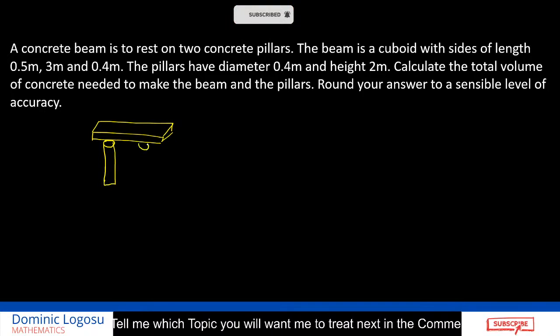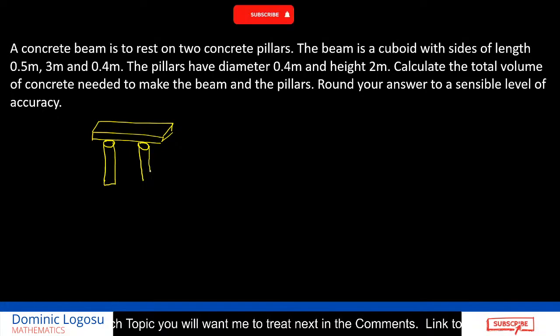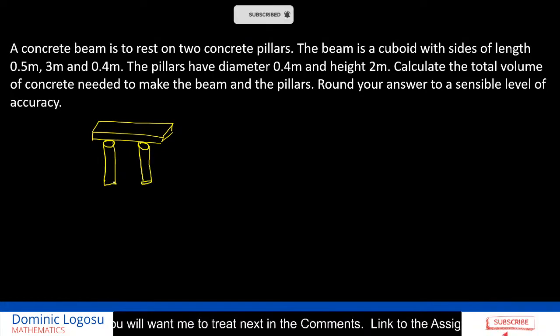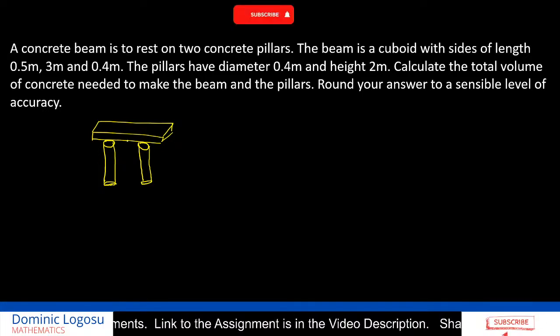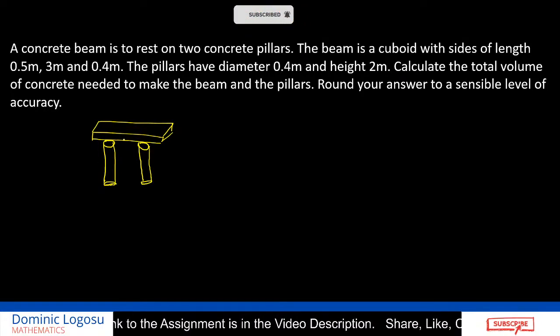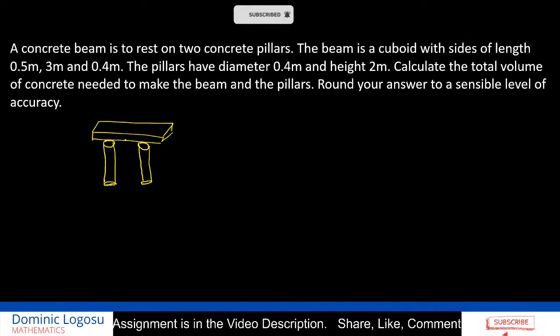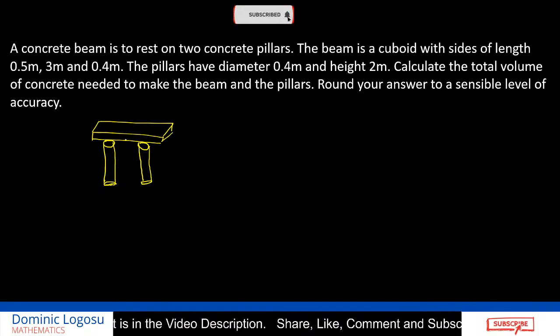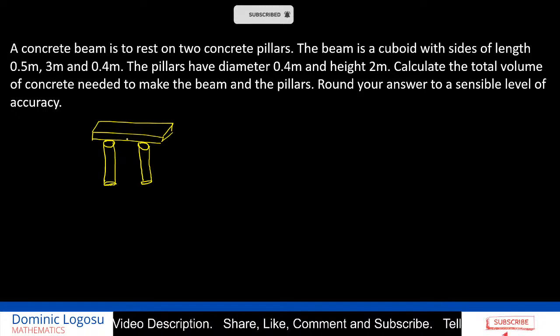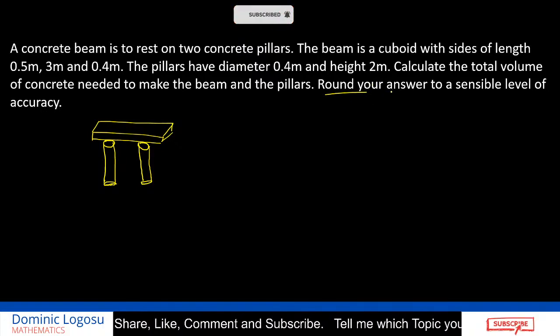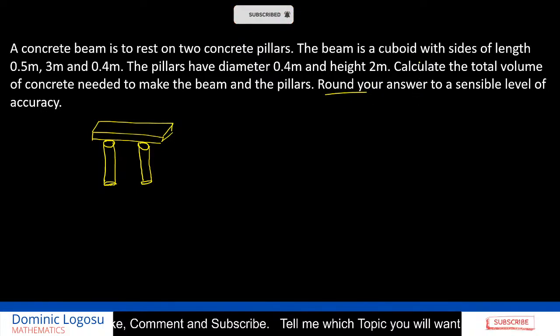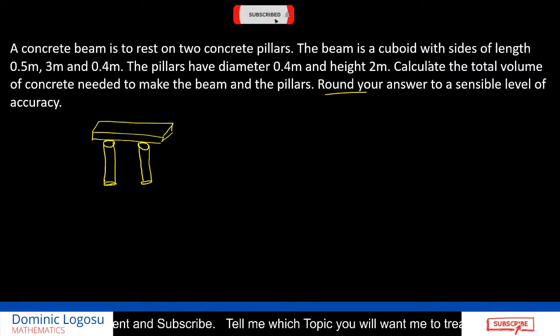My drawing looks good, better than yours. So this is what we should have. This concrete beam is supposed to be sitting on these two pillars. They are saying that we are now going to check the volume of concrete that is needed to make the beam and the pillars. There was also a statement that you should round your answer to a sensible level of accuracy, so if you have decimal places, you shouldn't leave them as they are.